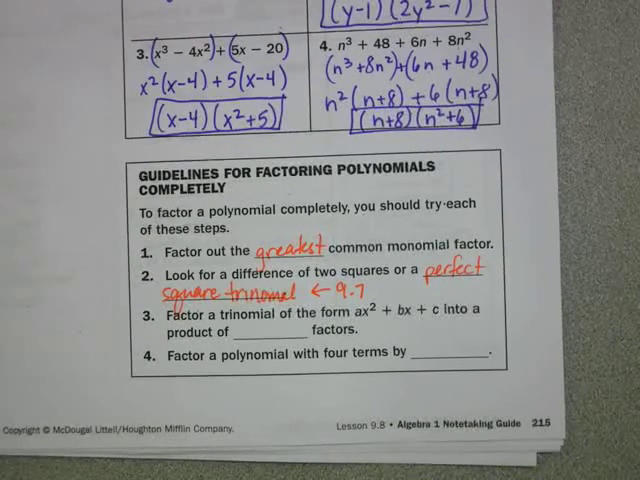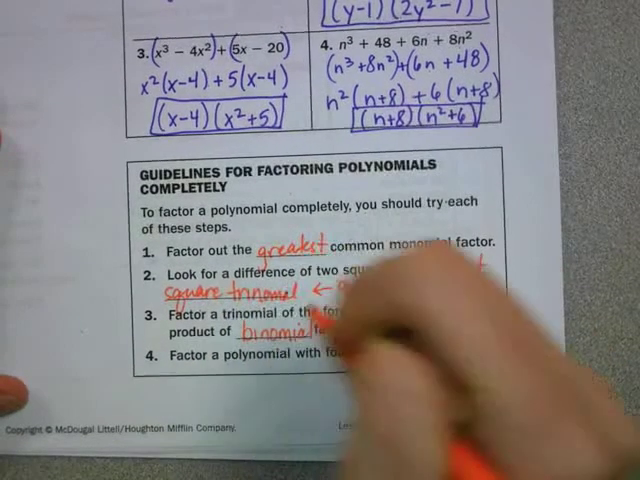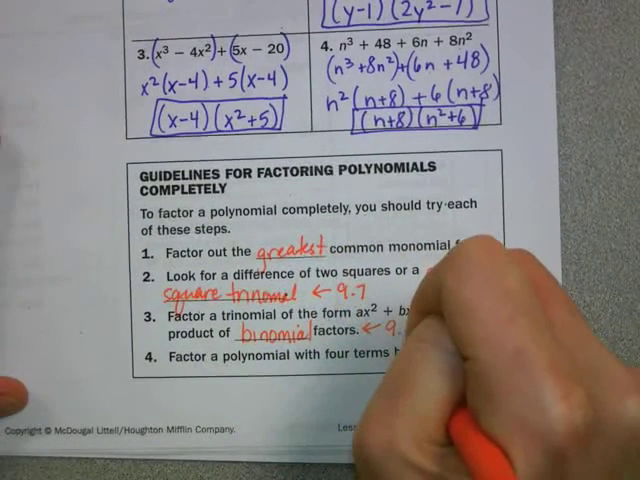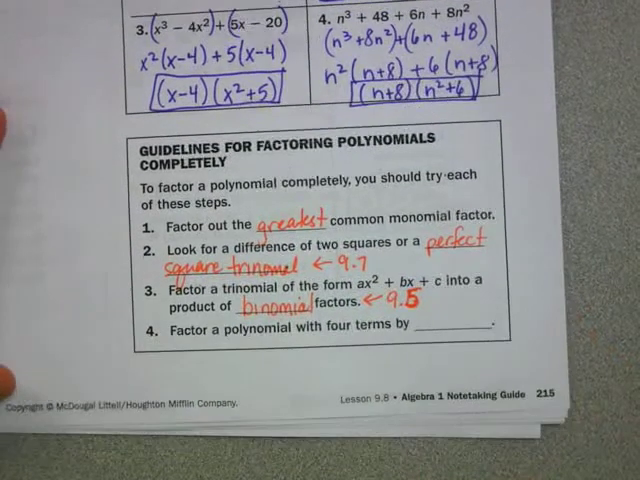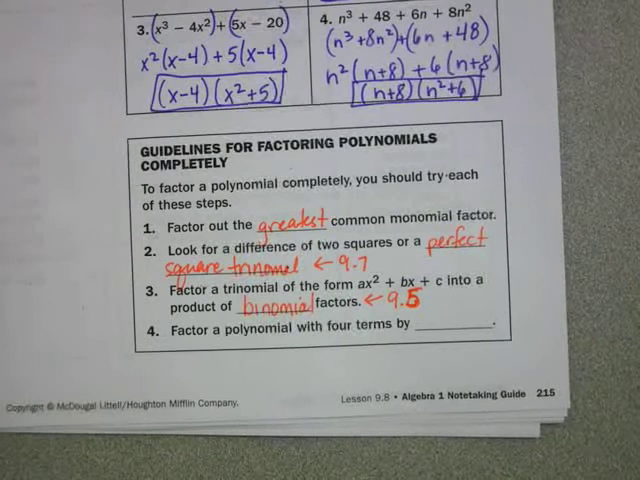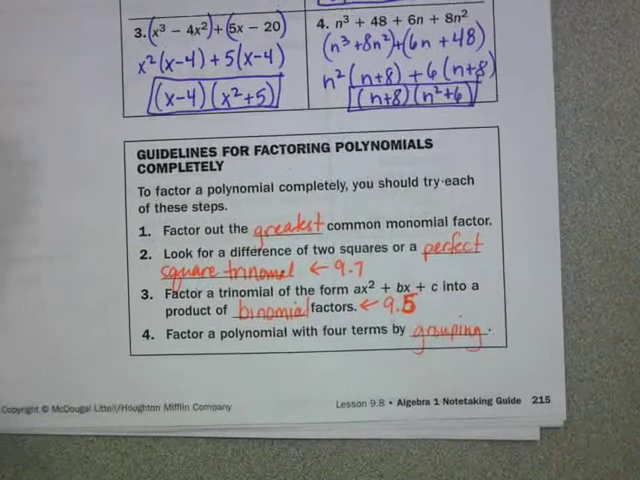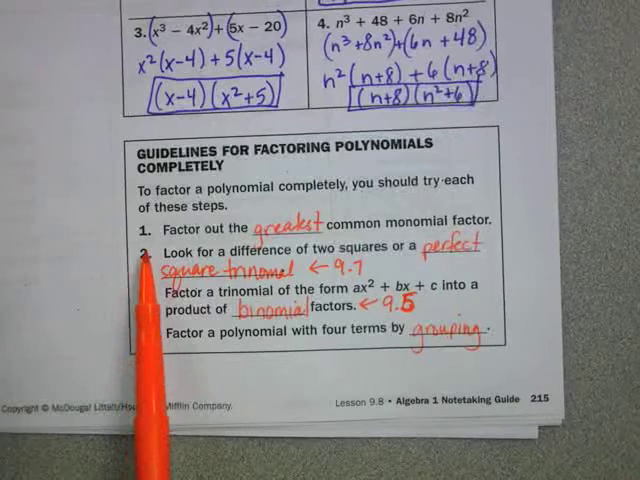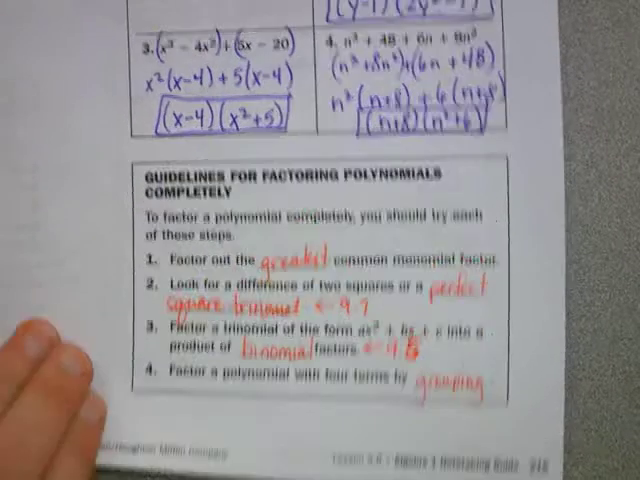Step 3, factor a trinomial of the form ax squared plus bx plus c into a product of binomial factors. So that is 9.6. No, not 9.6, sorry, we haven't done 9.6. That's 9.5. And then factor a polynomial with 4 terms. That's the one you just learned, grouping. Now, if we have 4 terms, I kind of bump this guy up to number 2 because I can recognize it's grouping right away, and that's what we'll probably do. So let's look at some examples.